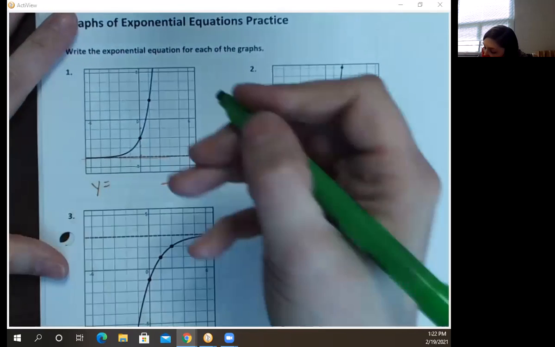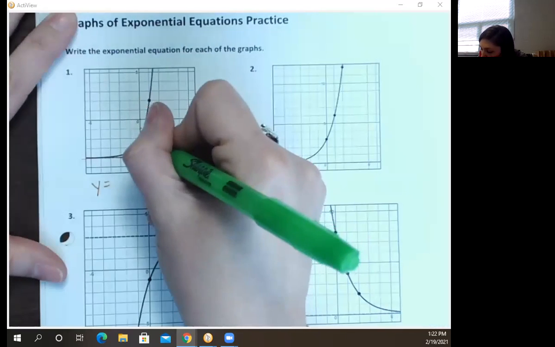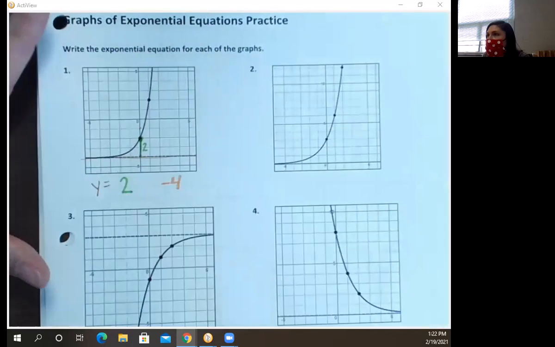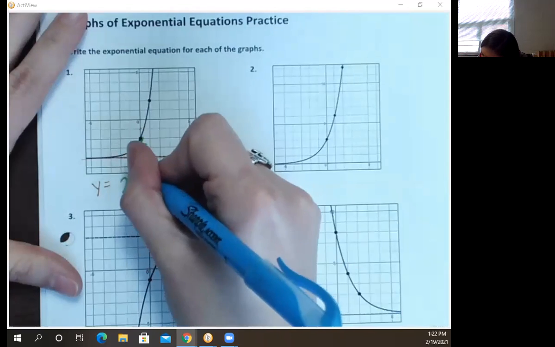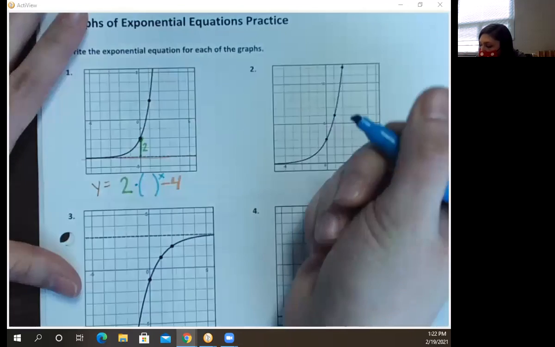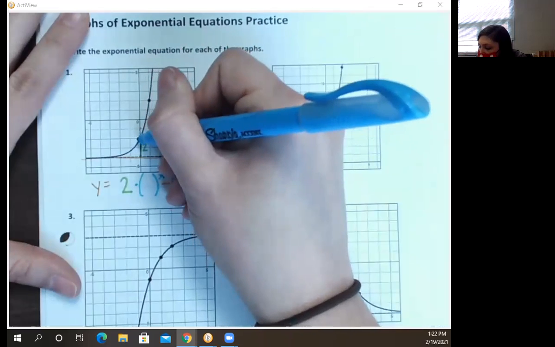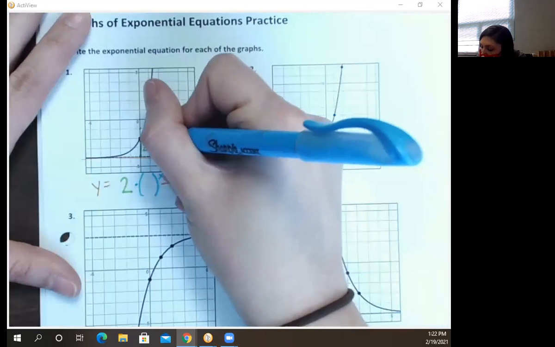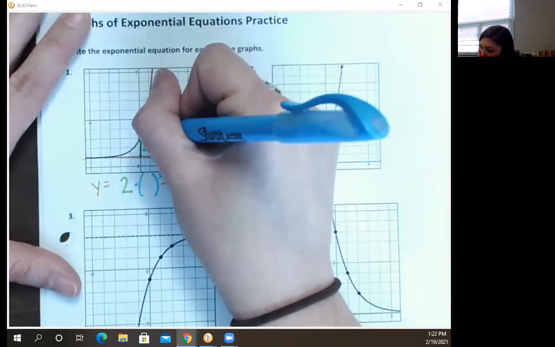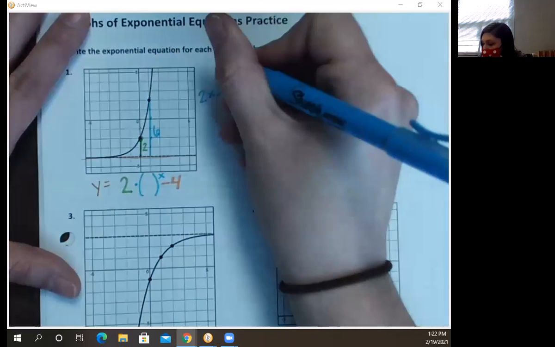The next thing I'm going to look at is what's the distance between my y-intercept and the asymptote. 1, 2. So my lead coefficient is 2. And then the last thing I'm going to fill in here would be what's the rate of change that I have here. So for that first point I looked at, my distance is 2. For the next point I'm looking at, my distance is 1, 2, 3, 4, 5, 6. 2 times what gives us 6? 3. Yes.